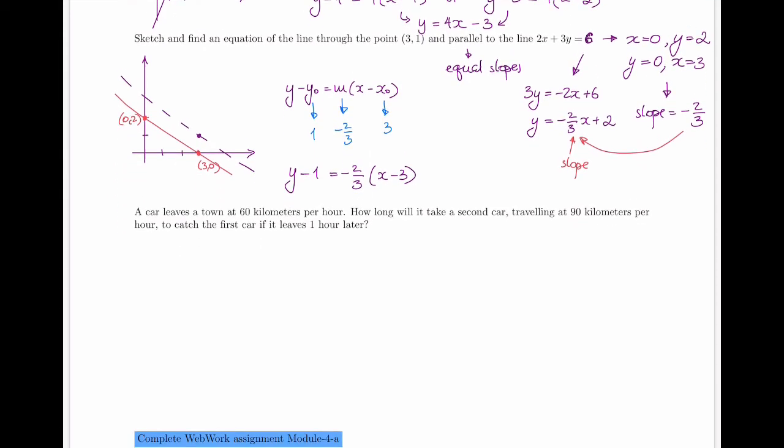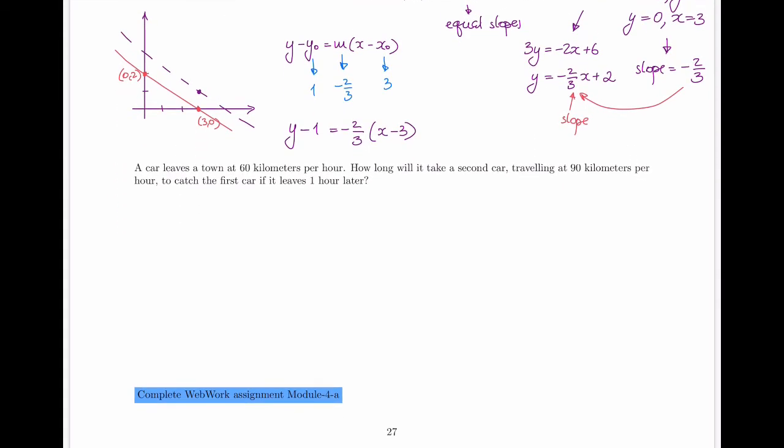Let's take a look at a problem that involves sketching lines. I have a car that leaves town at 60 kilometers per hour. I am wondering how long it will take a second car, which is traveling faster at 90 kilometers per hour, to catch the first car if the second car leaves an hour later. So what we know is the time frame for the second car leaving, and we also know the speeds of both cars. So let's sketch a graph, keeping that in mind.